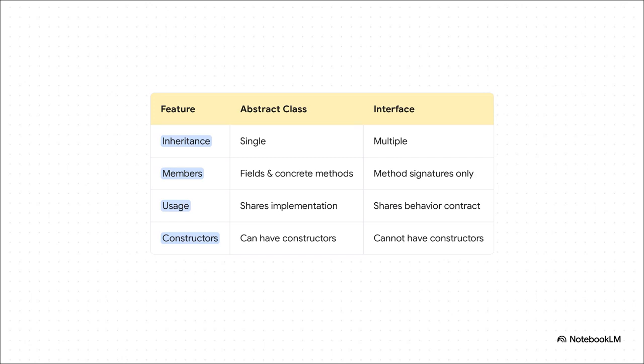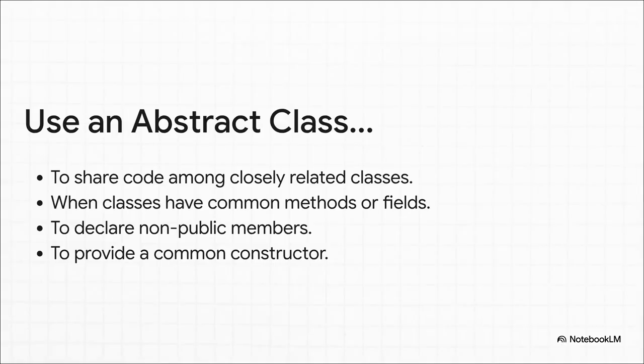This table really breaks down the trade-offs. An abstract class is all about sharing implementation. Notice how it can have fields and even methods with actual code. But here's the catch. You can only ever inherit from one of them. An interface, though, is a pure contract. No code, no data. But its big advantage is flexibility, because a single class can implement many different interfaces at once. So here's the rule of thumb.